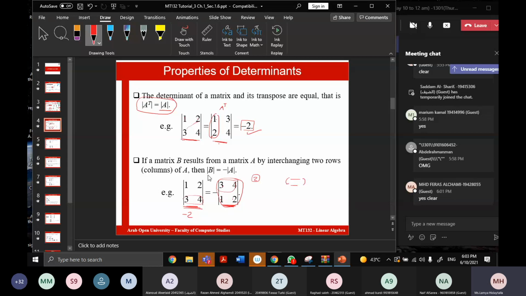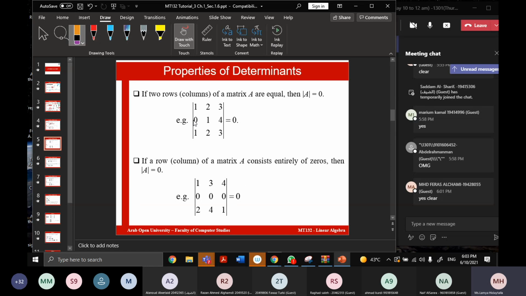Clear? So this is my original matrix, and this is the one I interchanged. It is equal to minus the first value, so −(−2), so it is 2. Interchanging two rows gives me the same result as the original but with a minus sign. Clear? Okay.